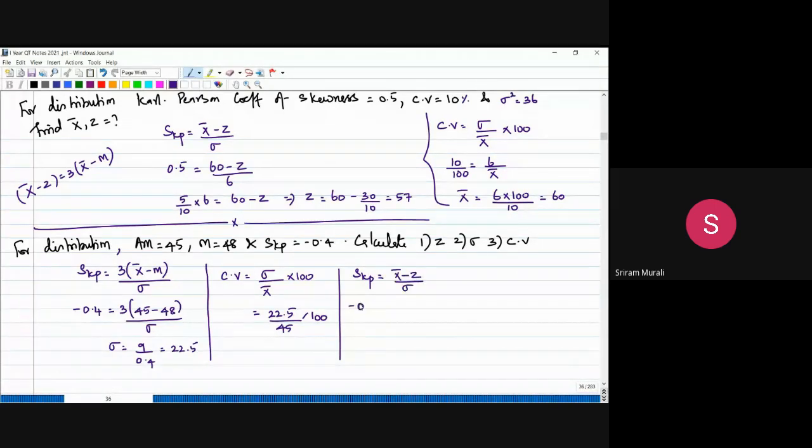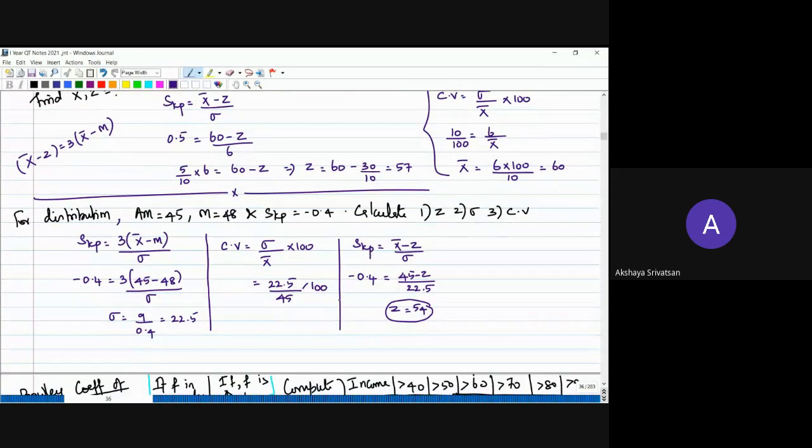So minus 0.4 is equal to 45 minus Z divided by 22.5. Hence Z is equal to 54. Have you all understood? Yes, sir.